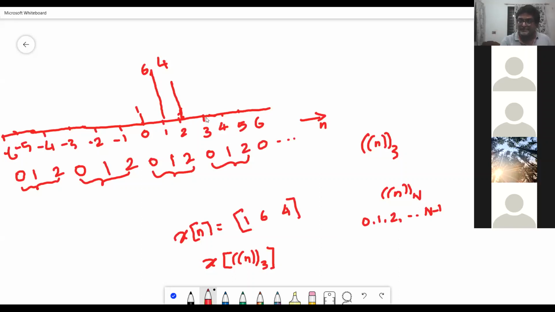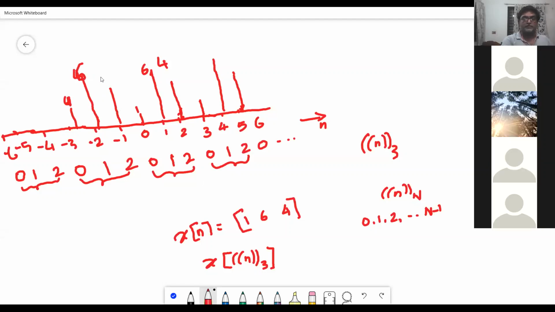3 modulo 3 is the same as 0. So x of 3 modulo 3 should be the same as x of 0, right? Is that okay? I hope you understand. X of 4 modulo 3 is the same as x of 1, so this should be 6. And x of 5 modulo 3 should be 4. And here again, this should be 4. This should be 6. And this is 1. So this is 6, 4. Sorry, 1, 6, and 4.